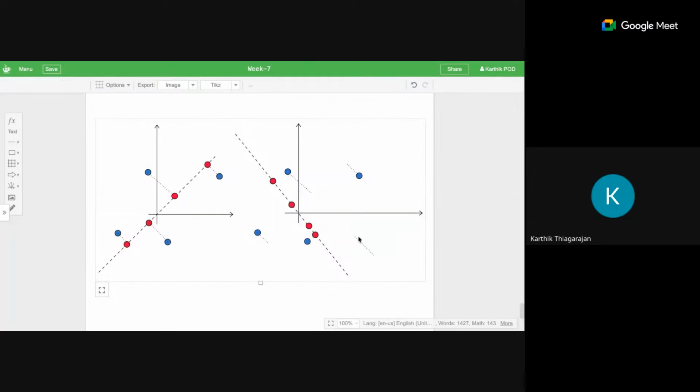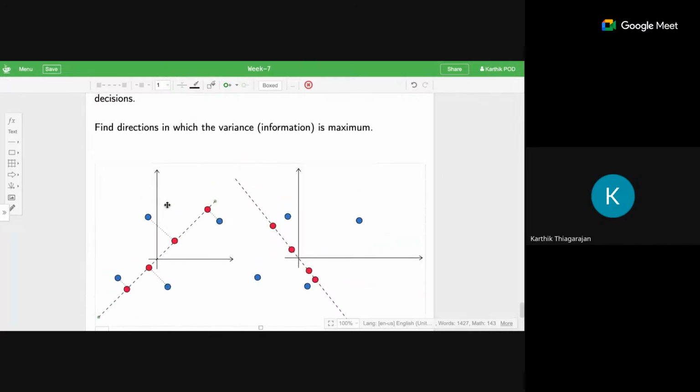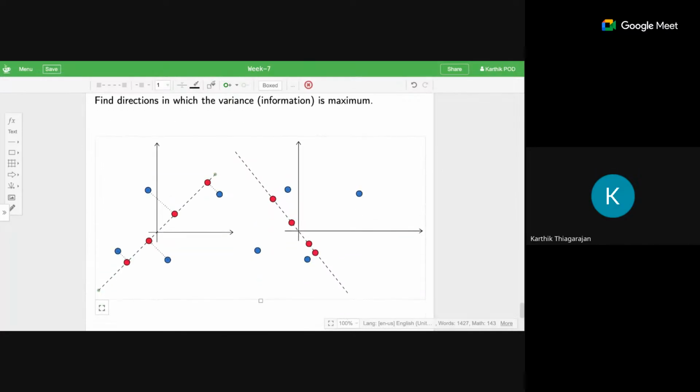I'm hoping you will draw these vertical lines later on, dotted lines. So can you see that compared to this line, the spread of the red points is lesser here? Yes, sir. Okay. So the variance of the projections is lesser here, it is more here. So you want to look for lines which have maximum variance.